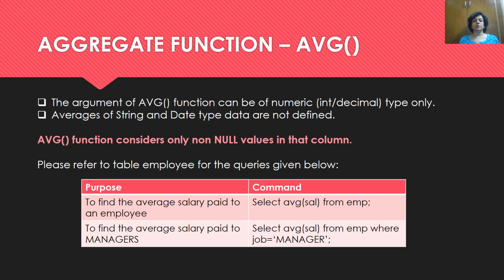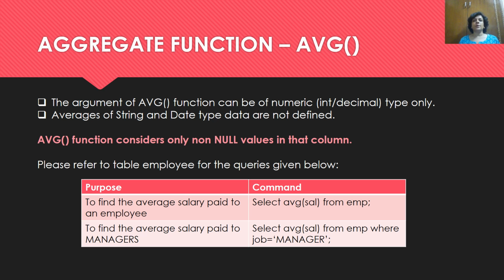Aggregate function AVG. This function is used to find the average of the values specified in the given column. The argument of the AVG function can be numeric type only, though max and min functions work for string and date data types also. The average function does not work for string and date data types. The average function considers only non-null values in that column.